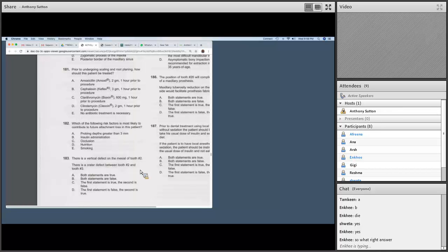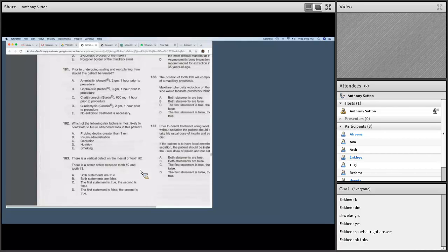The right answer is E, smoking. Smoking is the one thing on here that will contribute to the future attachment loss of this patient based on the history. Not based on what you know, but based on the history of the patient, what they actually do. This is what they do that will contribute.